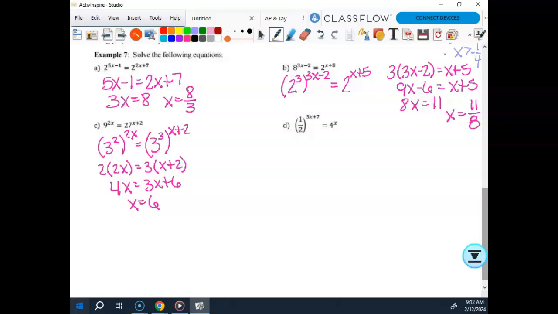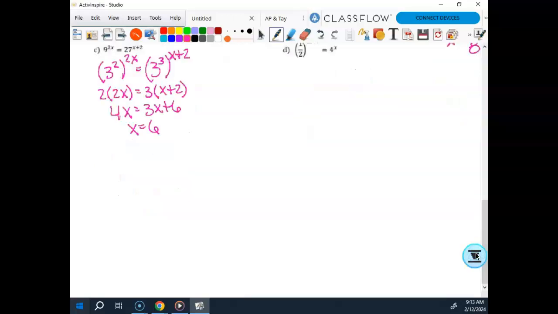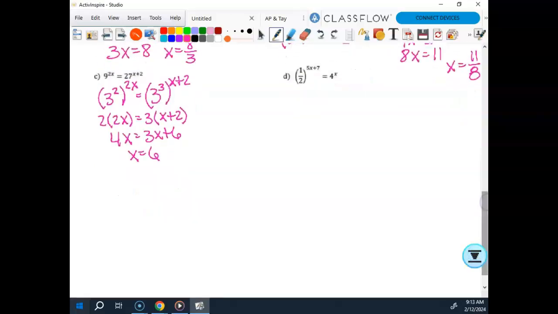What questions do you have? Anything? Okay, what would you choose for your base on D? Well, I couldn't have 4 as my base, but I could use 2. Could I make my base 1/2? I could, but I think most of you would probably choose 2 instead. Like 1/2 or 2 is fine, but I think most people are going to go down the 2 road, which is completely fine. So let's do that.